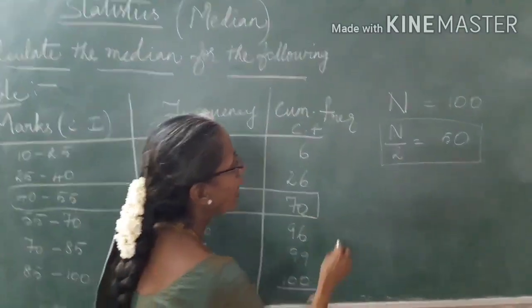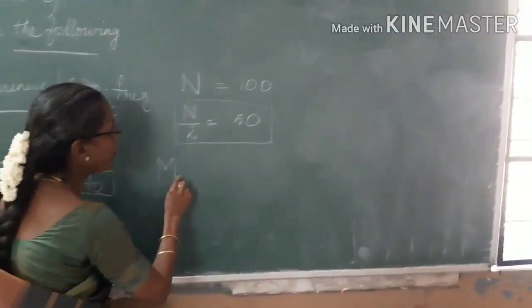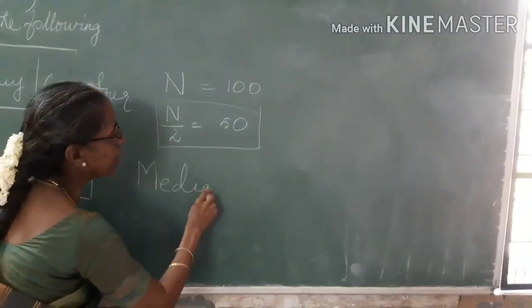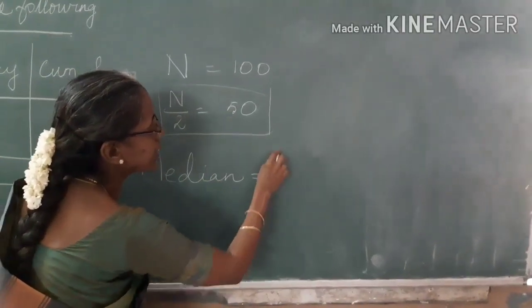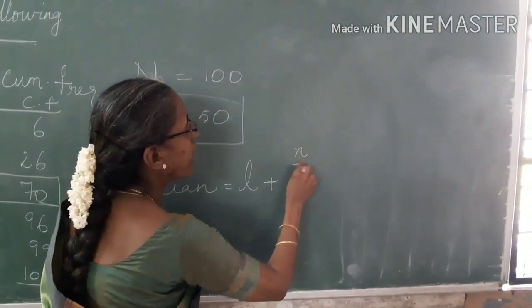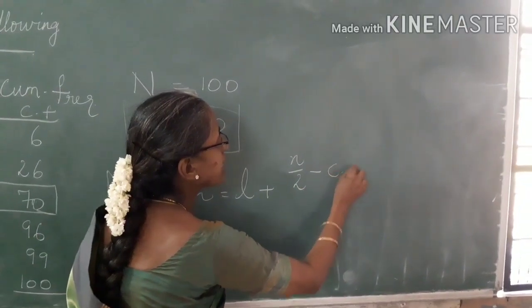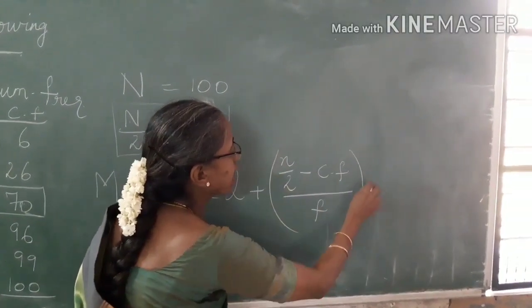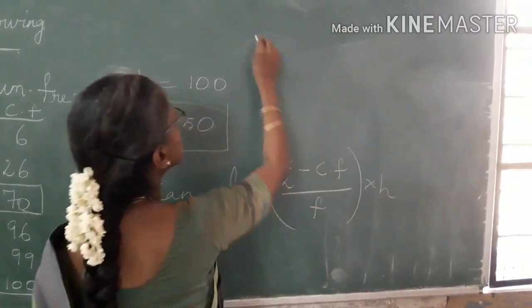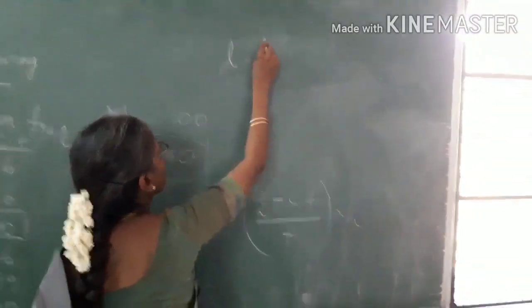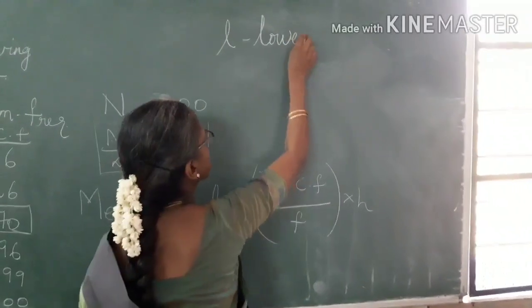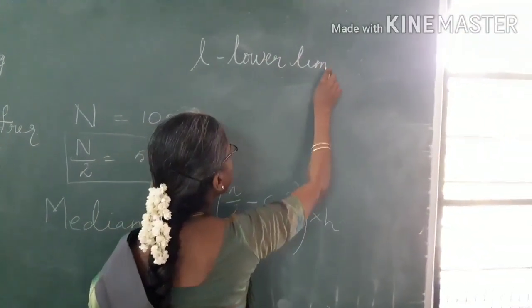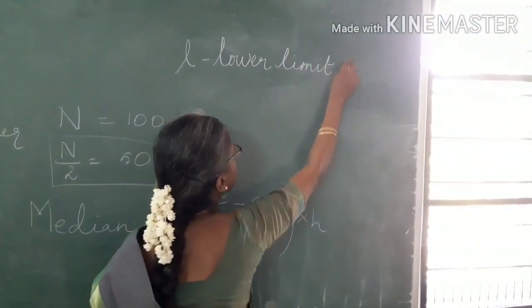Here we have the formula to find the median. Median can be calculated as L plus (n by 2 minus CF) divided by F, multiplied by H. So what is this L? L stands for the lower limit of the median class.